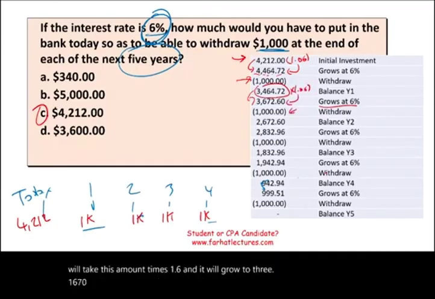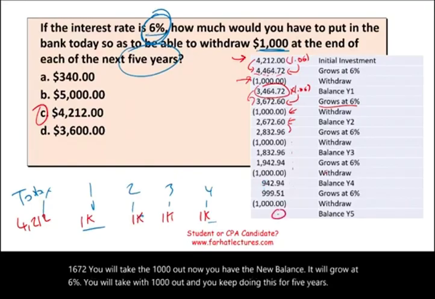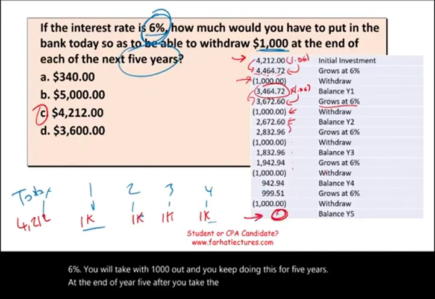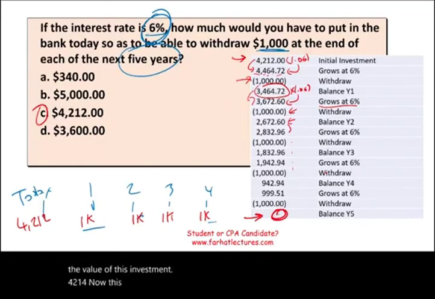You will take the 1,000 out. Now you have the new balance. It will grow at 6%. You will take the 1,000 out, and you keep doing this for 5 years. At the end of year 5, after you take the last 1,000, your balance will be 0. The point is, I'm trying to prove the math for you that it will work. This is the value of this investment, 4,212.